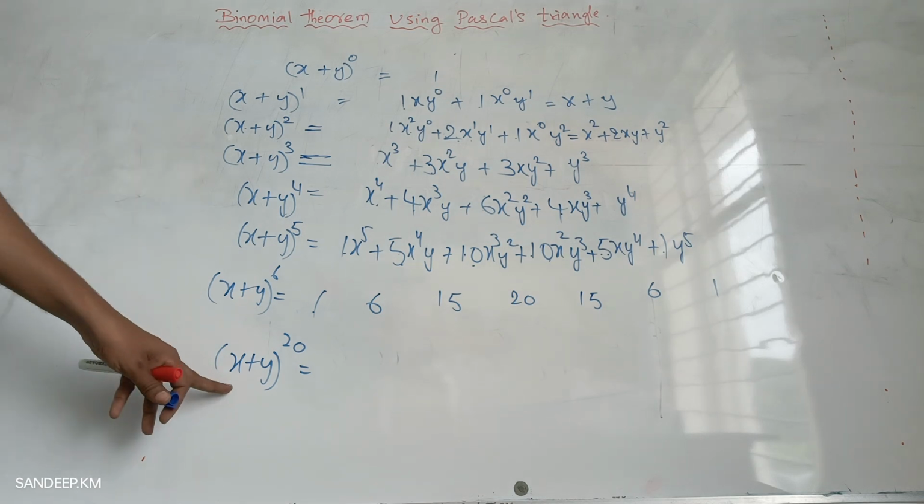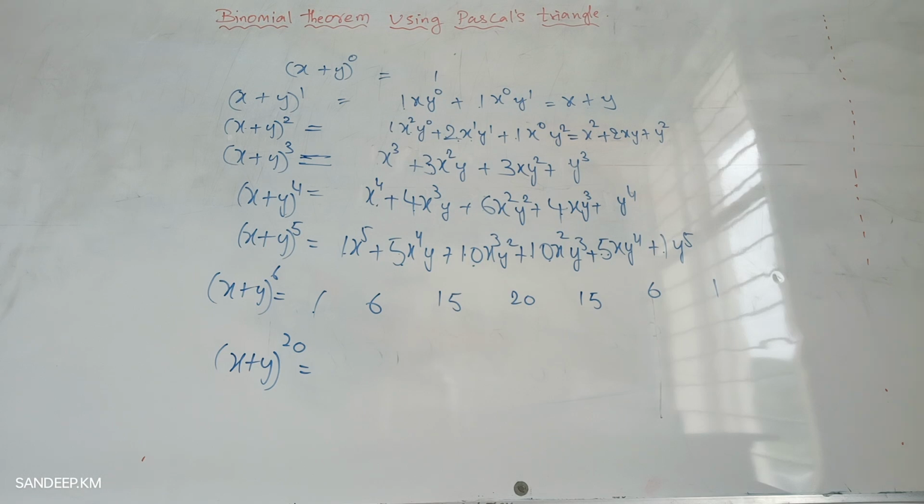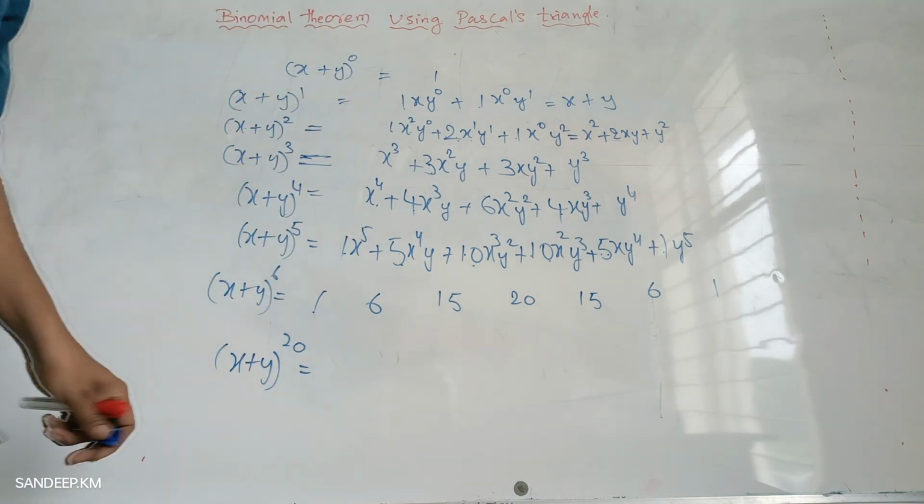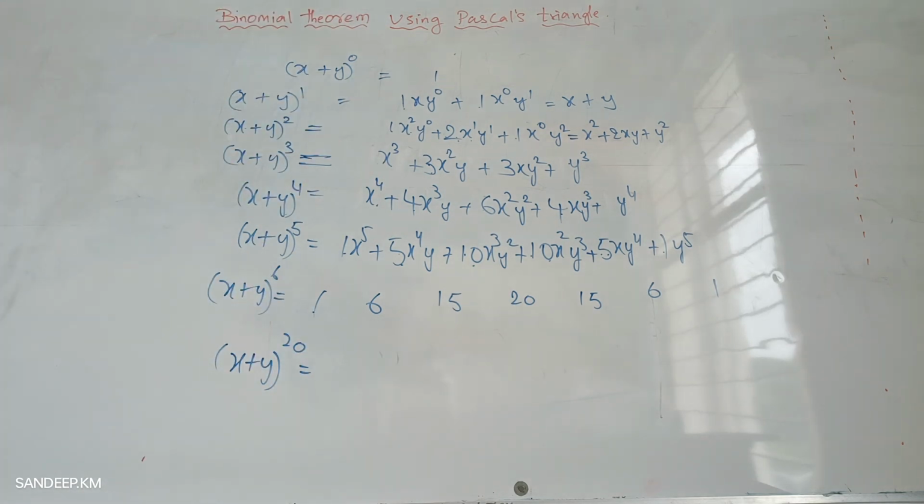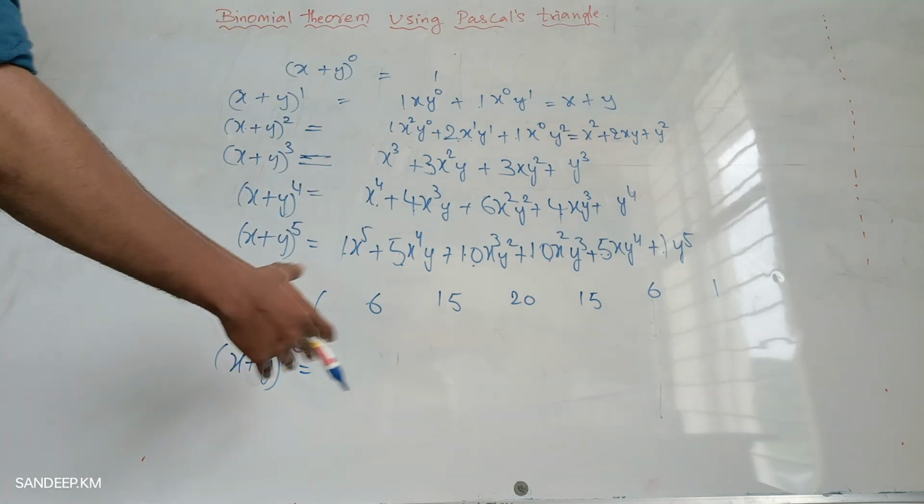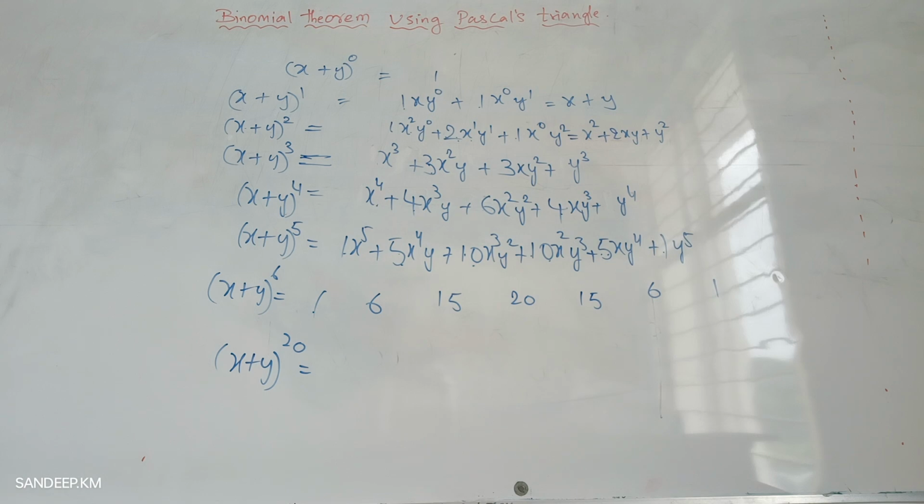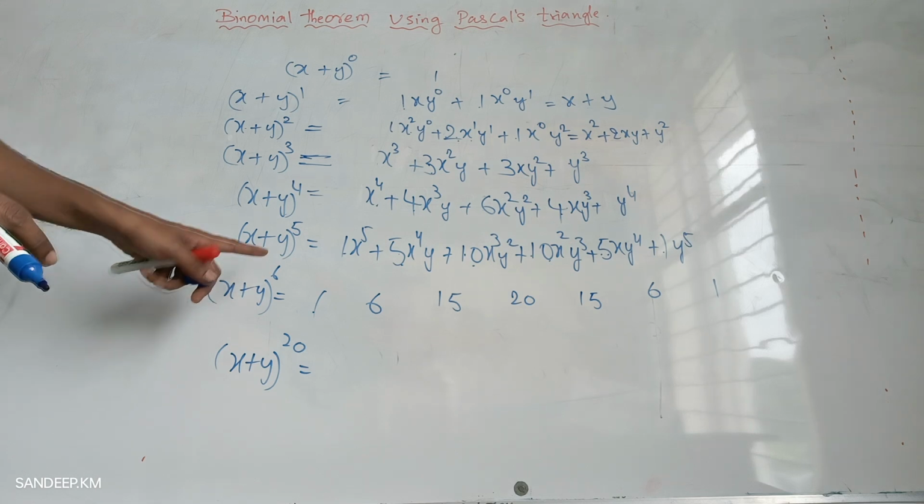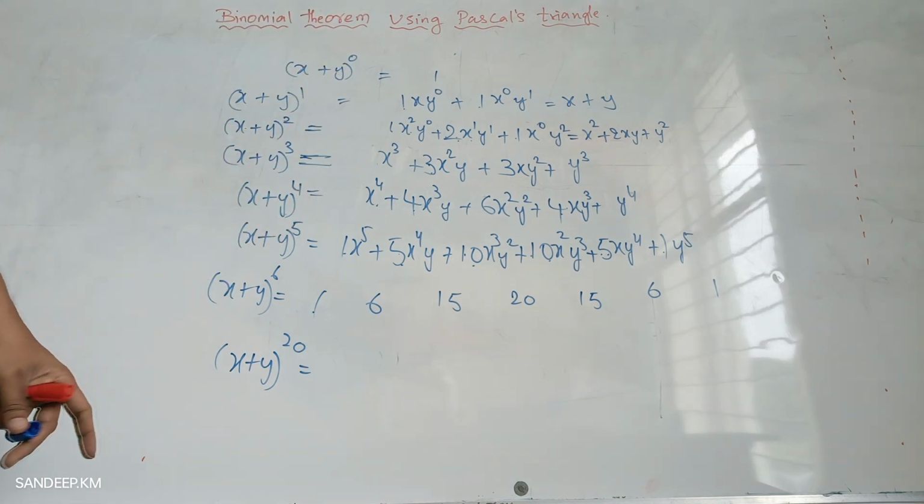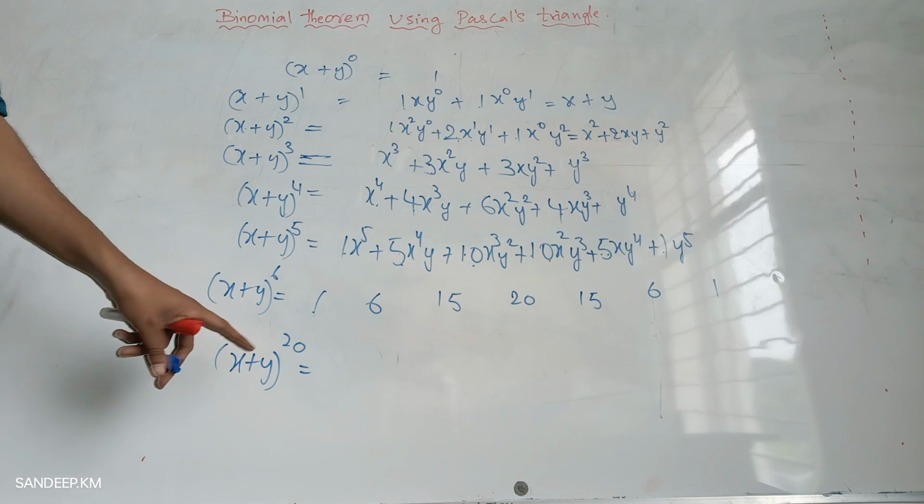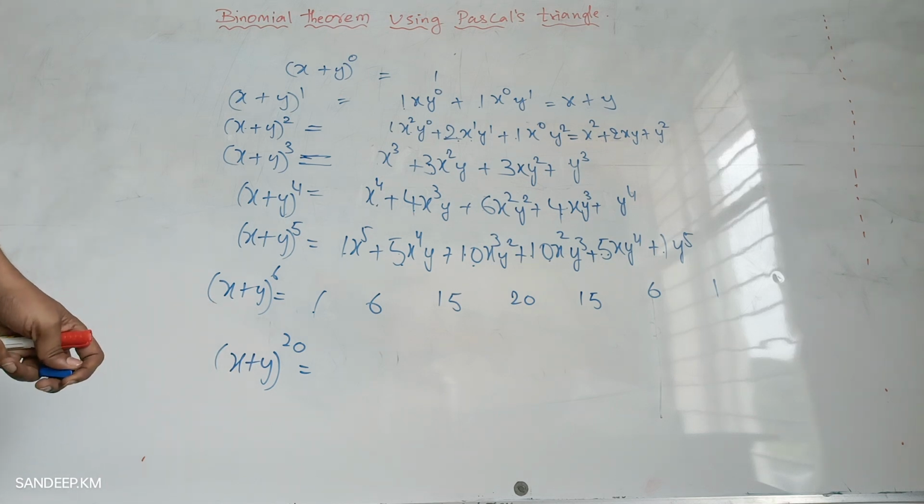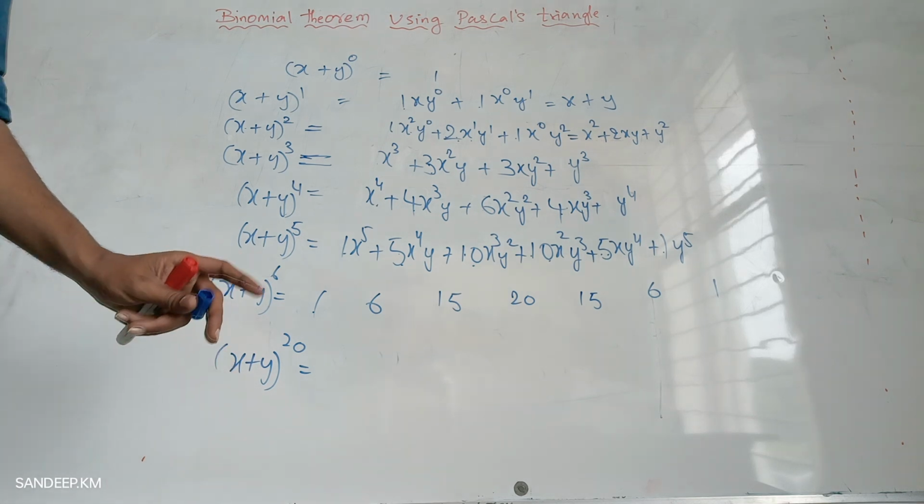If you want (x + y)^100, then you are supposed to write 101 rows. No one will dare to do all these things. We cannot write 101 rows and we cannot take the coefficients after that. So Pascal's triangle has limitations. What is it? If the power is a smaller number, I can depend on Pascal's triangle. But if the power is a larger number, it takes lots and lots of time to write the expansion.